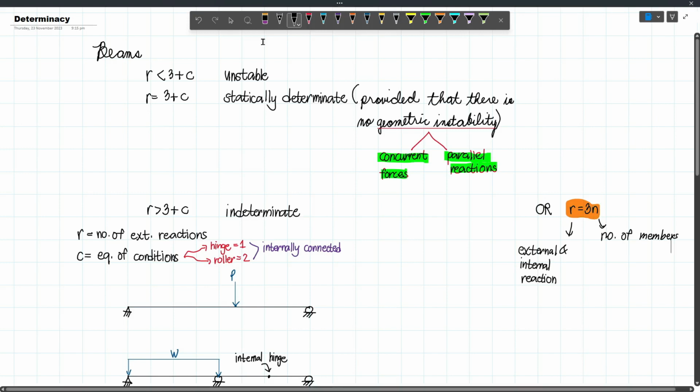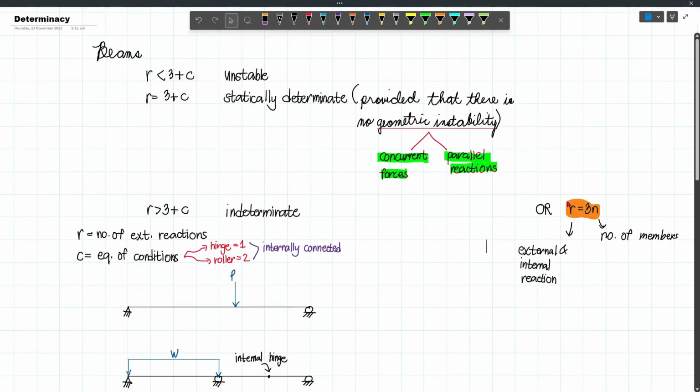Now, let's try to solve the following beams using these two formulas. The R you get here is different from the R you get there. However, the only important thing is the difference between R and 3n, which is more important. The R you get in one formula will not equal the R in the other, but the difference will still be the same.